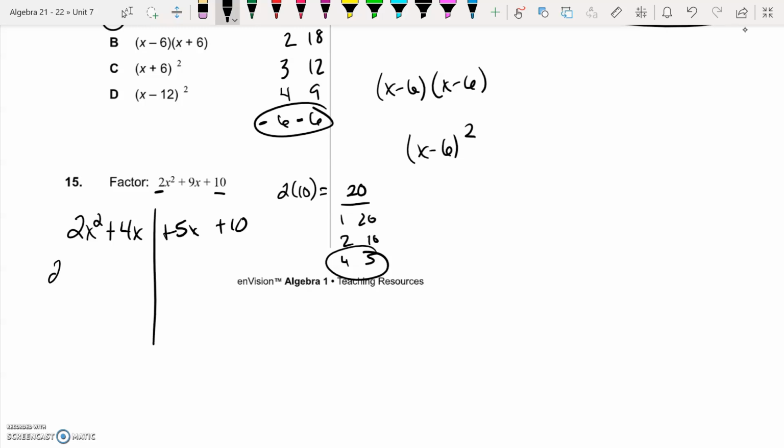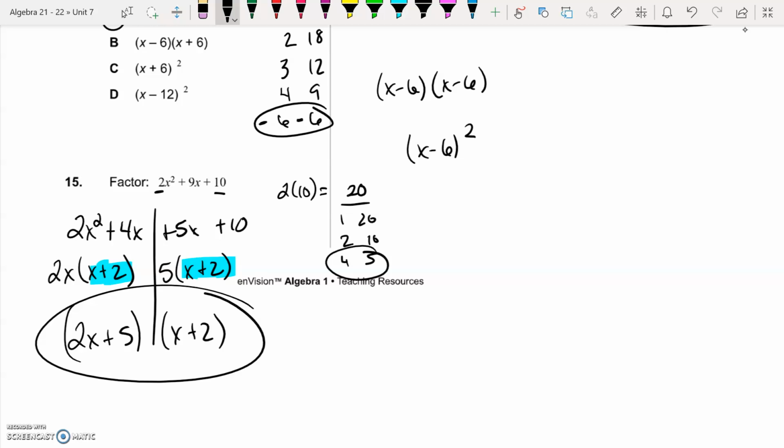Split it down the middle. I can factor out 2x of this one, so I'd have x plus 2 left over. The GCF of these two would be 5, so I'd have x plus 2 left over. Again, you know you did the AC method right when these two match up. So then I would have 2x plus 5 and x plus 2. That would be your answer for number 15.